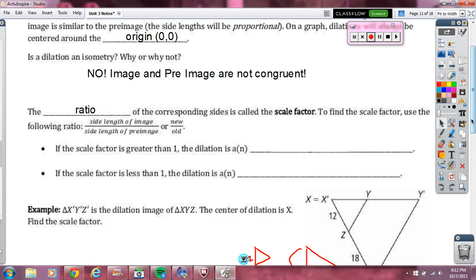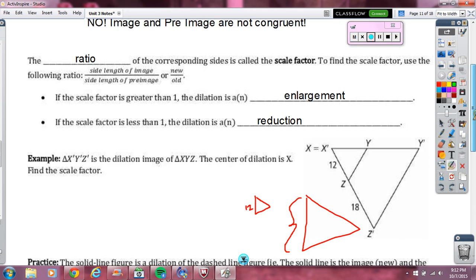In general, when you see a scale factor that's bigger than 1, that means that you are enlarging the object, or the dilation is an enlargement. If you have a scale factor that's less than 1, then that dilation is a reduction, so your new image will be smaller than the old.